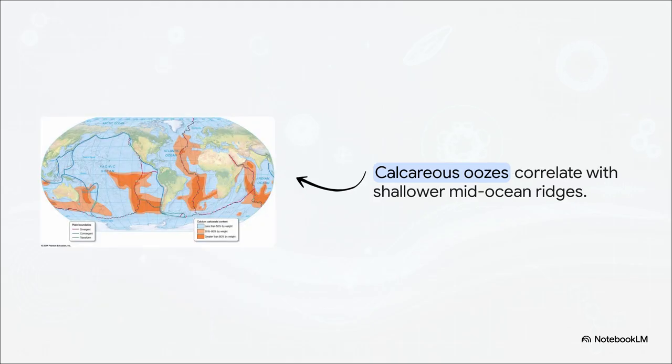Because of this invisible boundary, calcareous oozes rarely survive in the absolute deepest ocean basins. High calcium carbonate content strongly correlates with the shallower peaks of mid-ocean ridges. Why? Because those underwater mountains rise up above the calcite compensation depth. This chemical barrier completely alters the geological data we find, depending entirely on the depth of the seafloor.